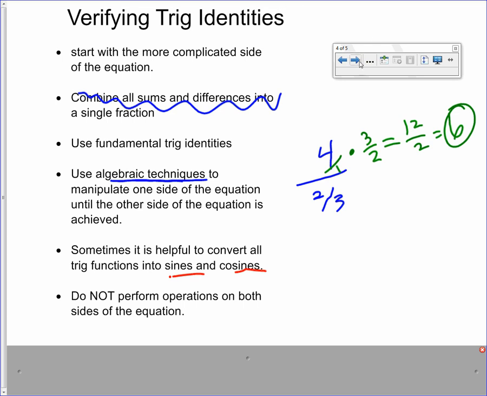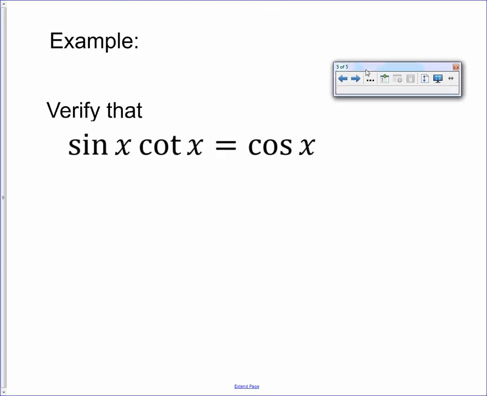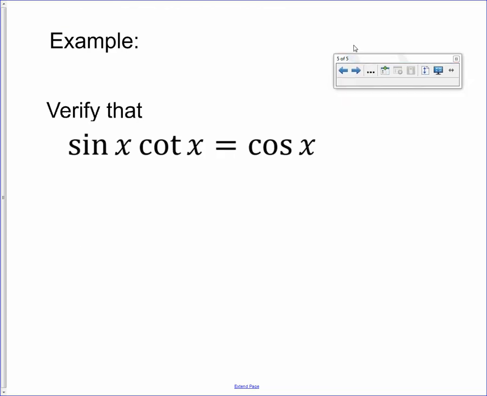So it's very important that you do not perform operations on both sides of the equation. So we're going to use these hints to actually verify an identity. The identity that we're going to put in our notes is sine x times cotangent x equals cosine x. You are checking to make sure that that is true. You absolutely cannot cross the equal sign, so I'm going to draw a line here, and I cannot cross this line when I'm doing my work.